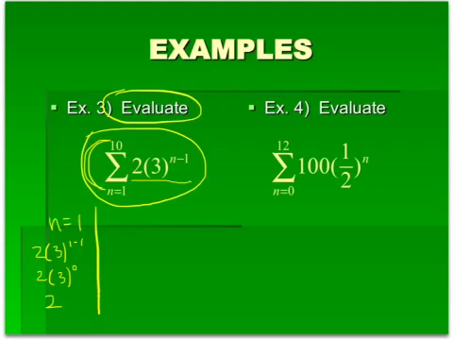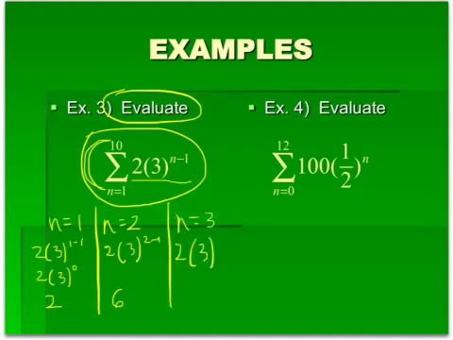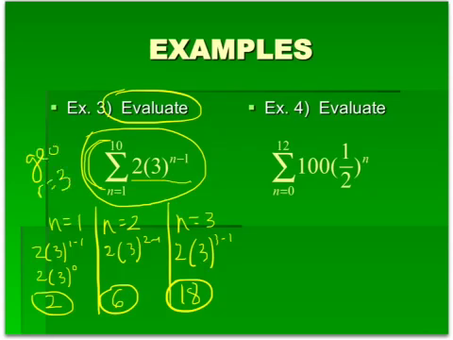My second term would be when n is 2, and so I would put 2 into the formula for n. Whoops, that's 2 minus 1. And so I get 2 times 3 to the first, which is 6. And my third term would be if I put in 3 for n, and so that's 2 times 3 to the 3 minus 1, which is 2 times 3 squared, which is 9 times 2, 18. Hopefully now you can see my first three terms are 2, 6, 18, that this is geometric, and each time I'm multiplying by 3. So I now know this is geometric, and that my r is 3.